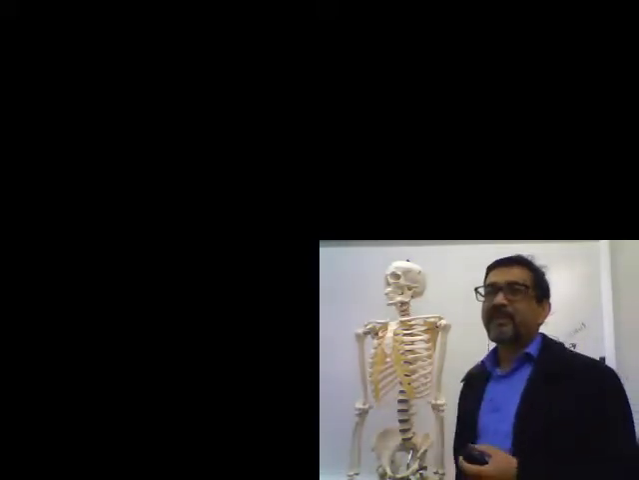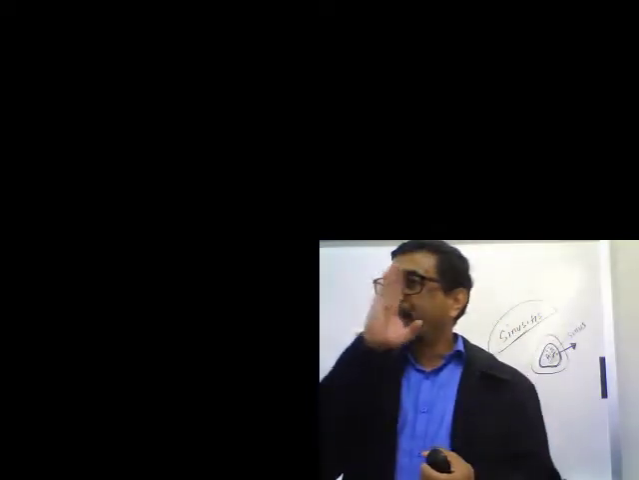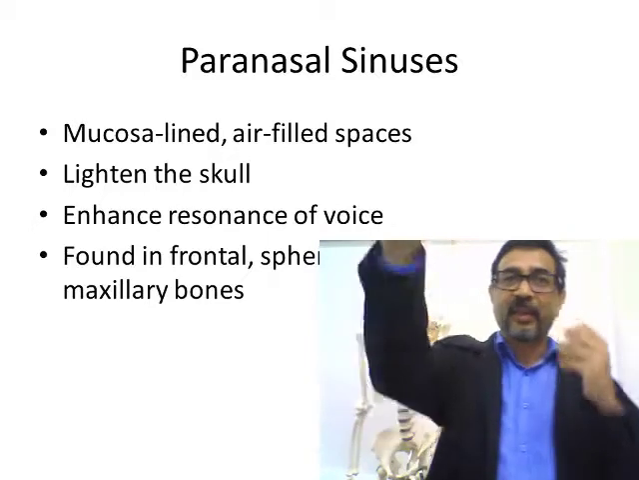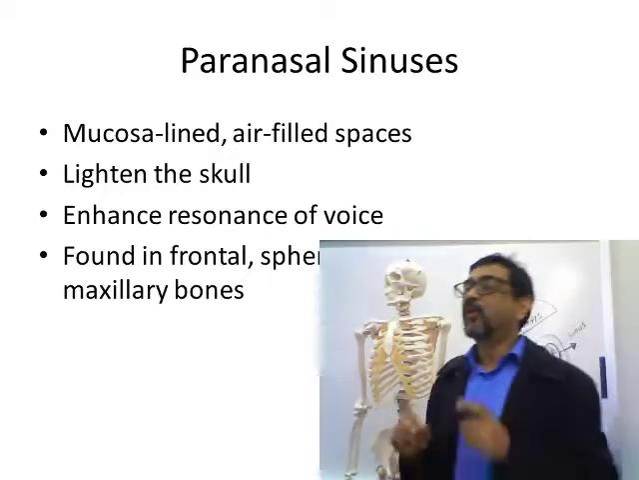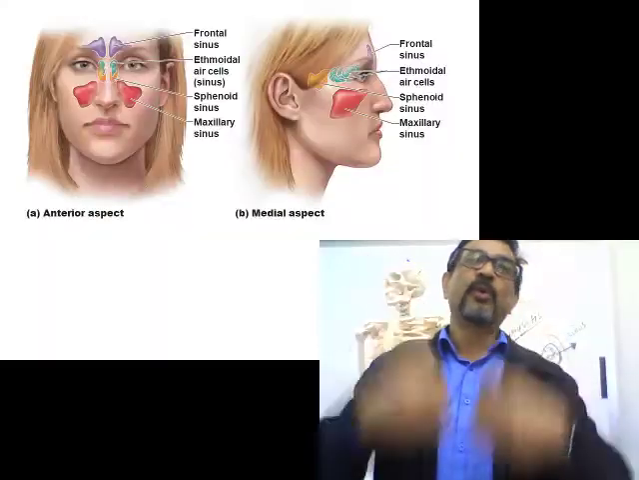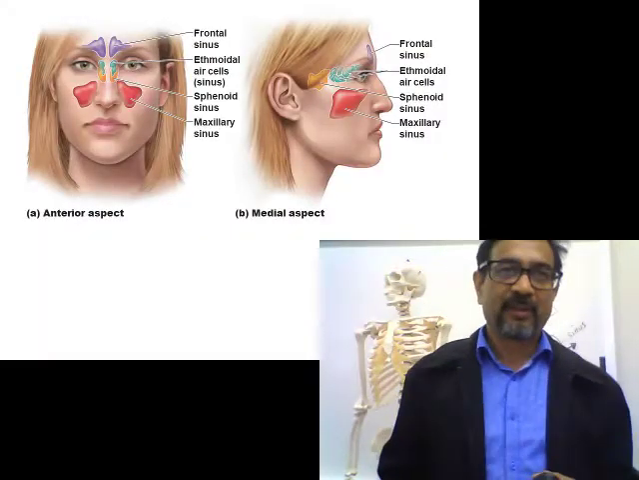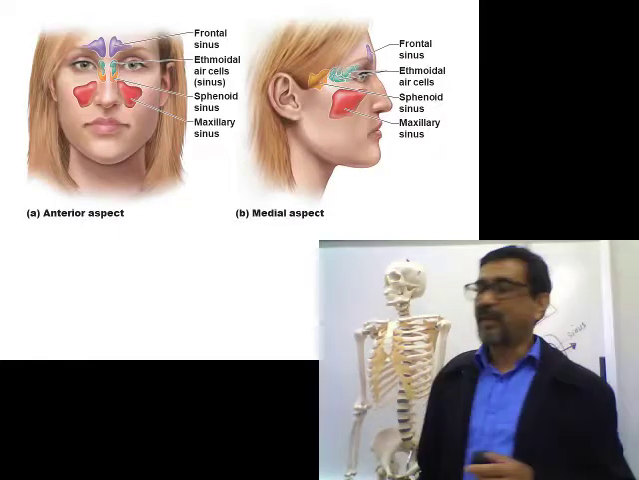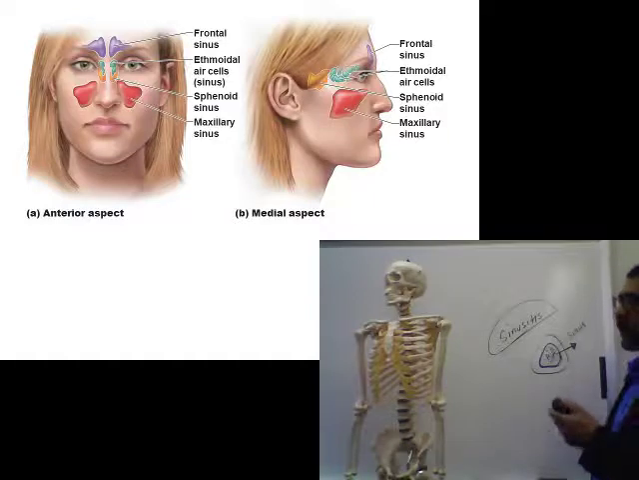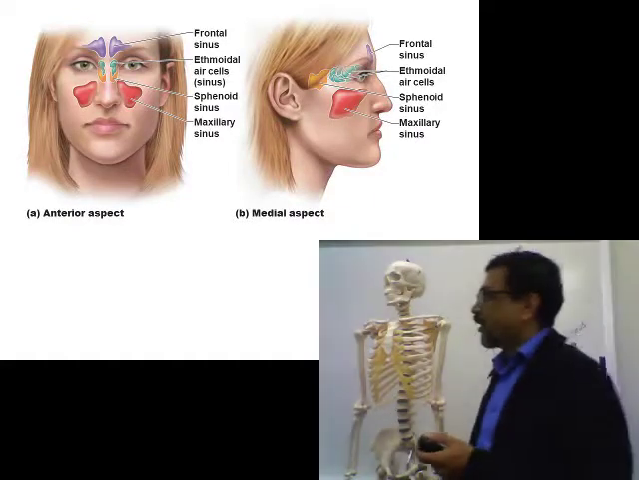Also, the sinuses around the nose, paranasal sinuses, like two big maxillary sinuses, frontal sinus, ethmoidal sinuses or air cells I have shown you. Those sinuses help to amplify the sound, intensify the sound, enhance resonance of voice.